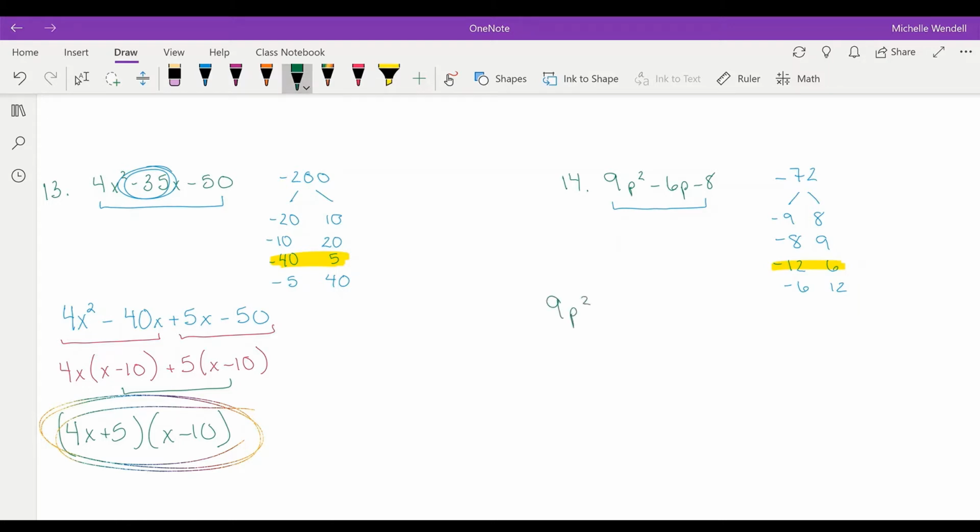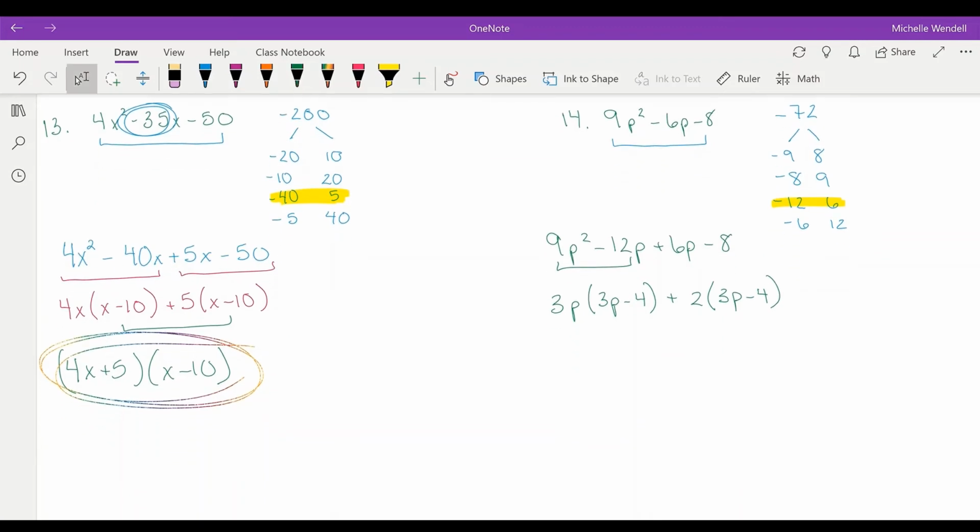So 9p squared, that negative 6p, I'm going to break into negative 12p plus 6p and minus 8. And then I can factor here. This has a 3p in common, which leaves me with 3p minus 4. Plus 2, 3p minus 4. These match. And bam, there you go. There's your answer.